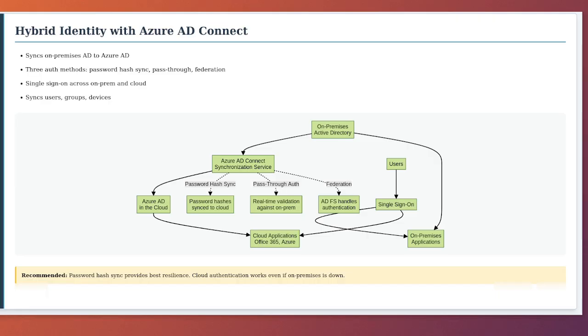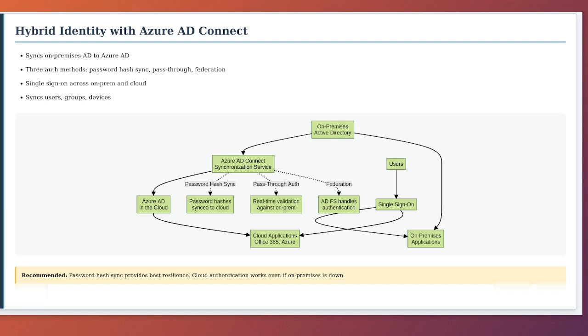There are 3 authentication methods you can use with Azure AD Connect: password hash synchronization, pass-through authentication, and federation with ADFS. Password hash synchronization is the simplest and most commonly used method. Azure AD Connect synchronizes a hash of the user's password hash from on-premises AD to Azure AD. When users sign into cloud services, Azure AD can validate their credentials directly without contacting on-premises infrastructure. This provides the best user experience and resilience, as cloud authentication works even if on-premises infrastructure is down.